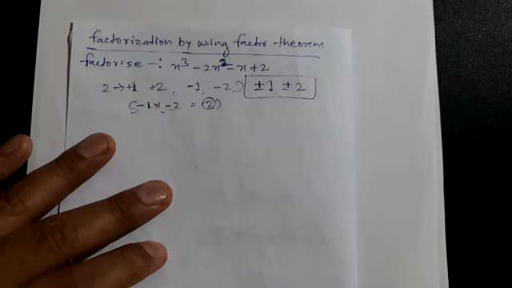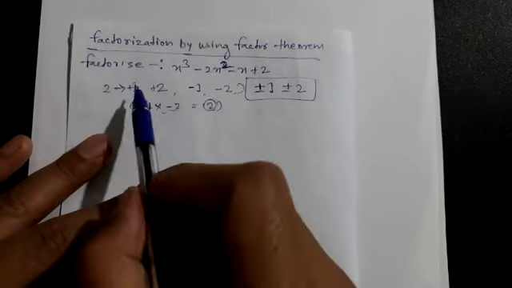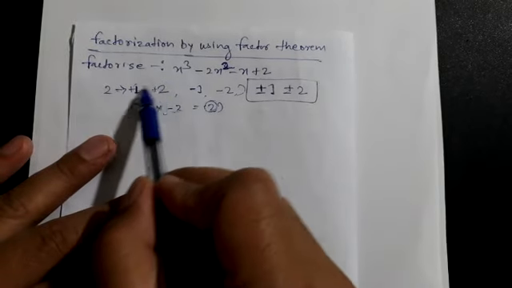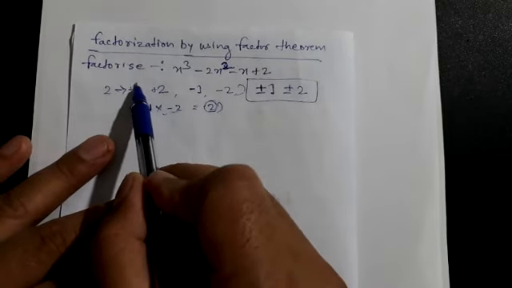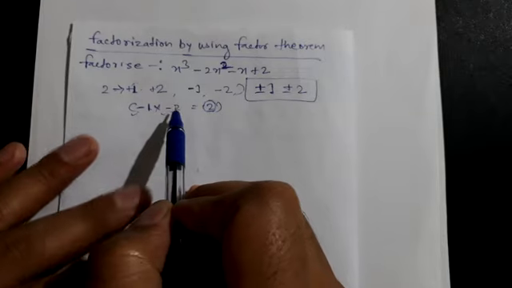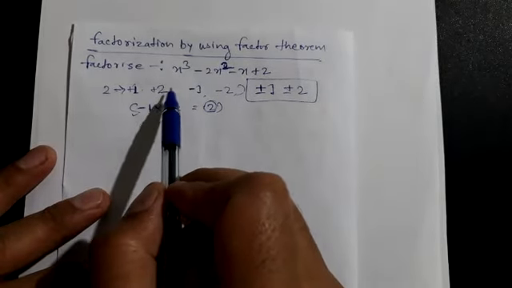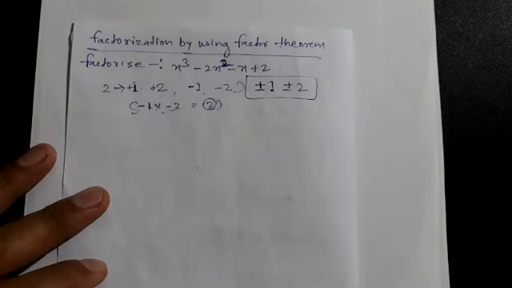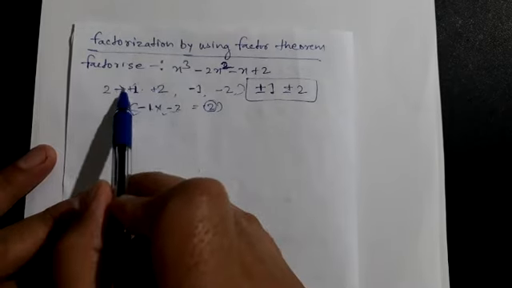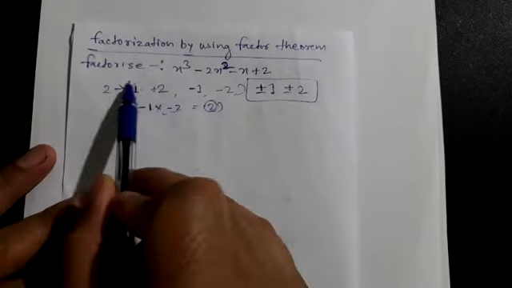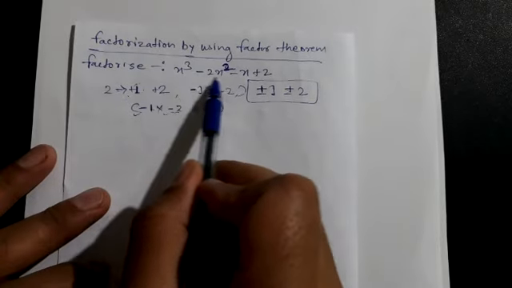After having all these four factors, one by one we will substitute. Starting from plus 1, first we will substitute x equal to plus 1 in the given polynomial, and we will try to find whether it is making the polynomial 0. Or simply we can say that we have to find the zero of this polynomial, by substituting these values one by one.